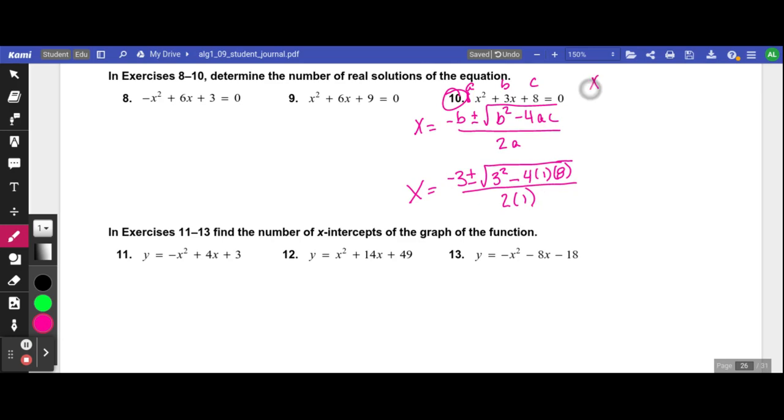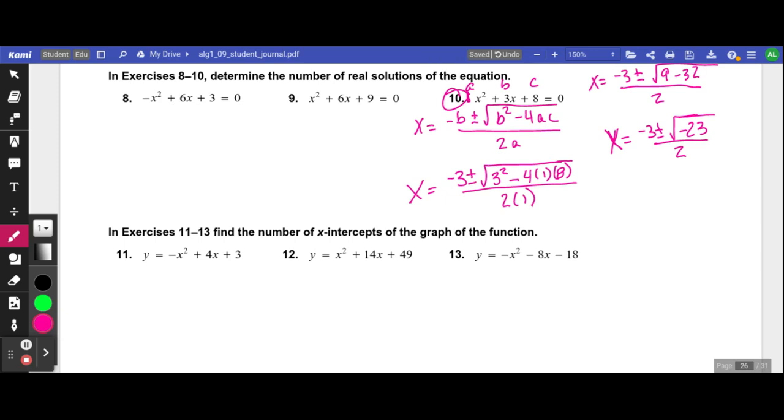Alrighty, so I've got x equals negative 3 still, plus or minus the 3 squared, I'm going to change to 9. 4 times 8, I get negative 32, all over 2. Okay, so my x is equal to negative 3 plus or minus the square root of 9 minus 32. I get negative 23, all over 2.